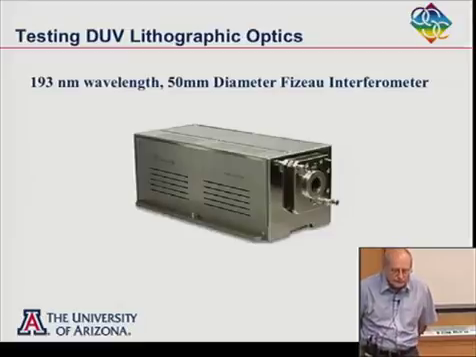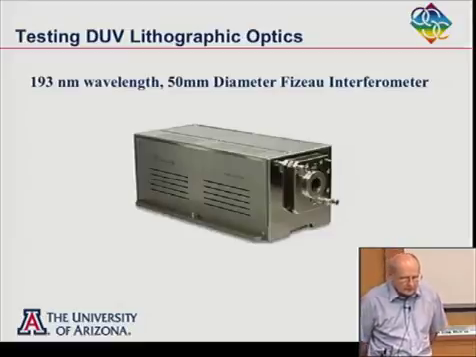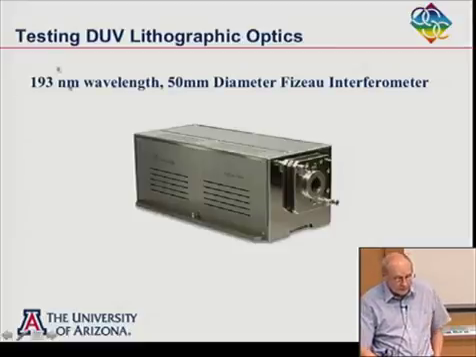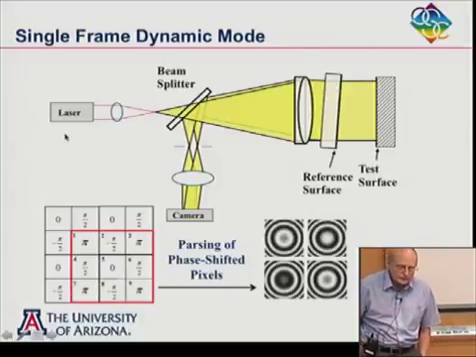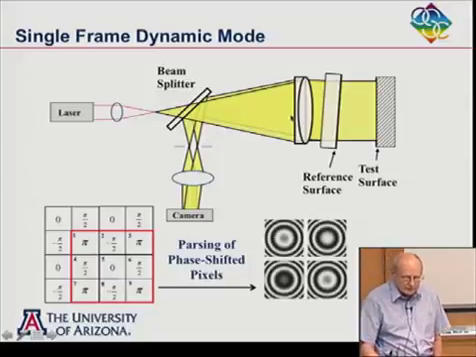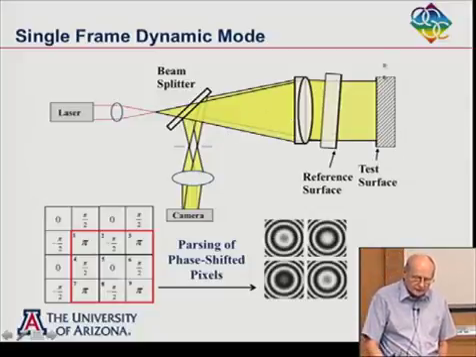So this first interferometer, the only thing that's really unique about it is the wavelength here, 193 nanometers. It's going to be a Fizeau type interferometer using the spatial carrier technique. And the idea here is, here's our laser, 193 nanometers, a Fizeau type interferometer, testing some optics.